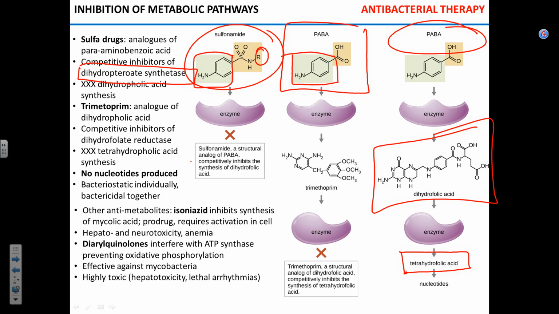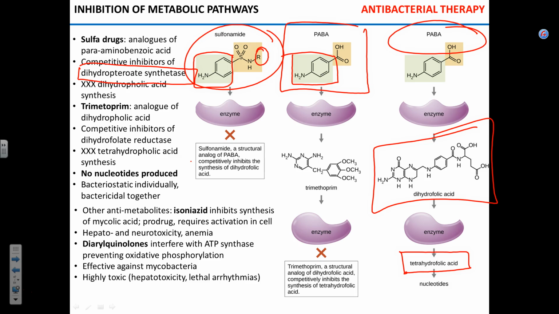I'm not going to ask you the name of that enzyme. Don't worry, you're not going to get a question. But you have to understand that it's a competitive inhibition of one of the steps in folic acid synthesis. Did I make myself clear? Question. Please don't hesitate to ask me questions, because I want my expectations to be as clear as possible.